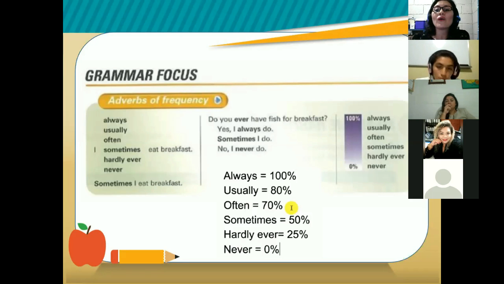I always eat breakfast, or I usually eat breakfast, or I sometimes eat breakfast, or I never eat breakfast. As you know, there are some people like me that we always have breakfast. En mi caso, pues yo no puedo salir o ponerme a hacer mis actividades si yo no desayuno. I need my breakfast. Generally, I try to eat early in the morning.